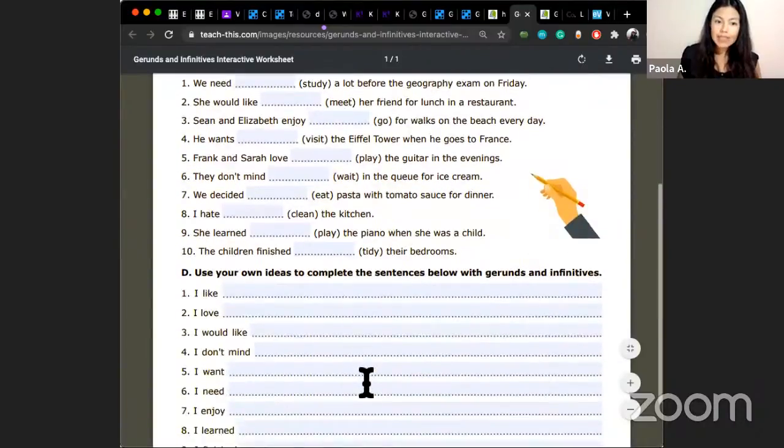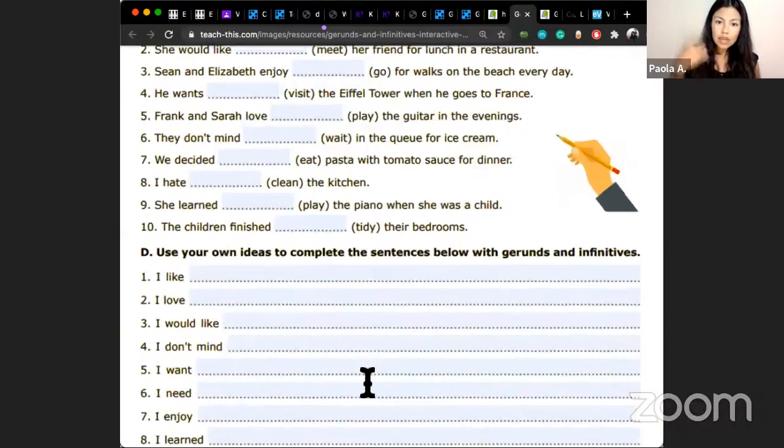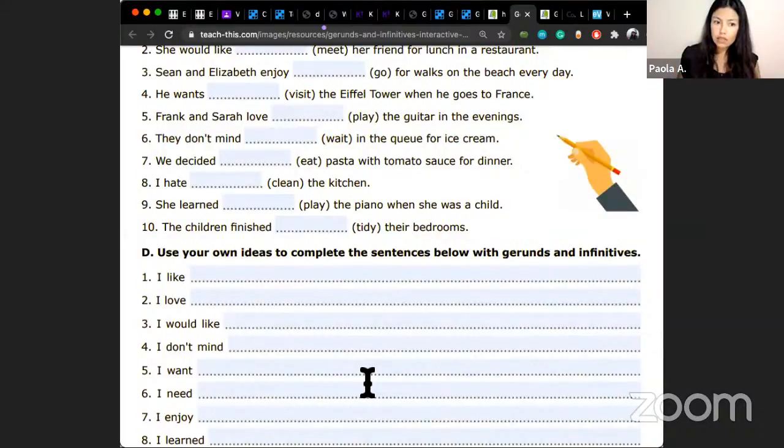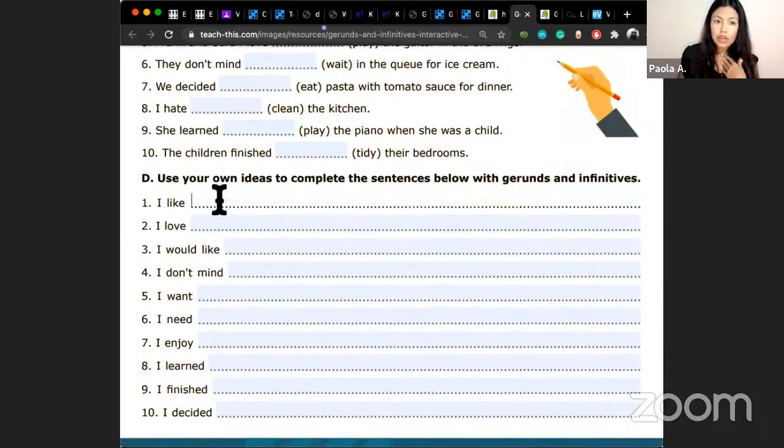And lastly, the last part, you have to use your own ideas. You're going to talk about you, and you're going to complete these ideas. For example, I like... What do you think it goes? I like eating chocolate, or I like to eat chocolate. Which one do you think is correct? But you're going to talk about you, not about Larissa. So you're going to fill all the sentences, and that's all. So any questions, Larissa? No.